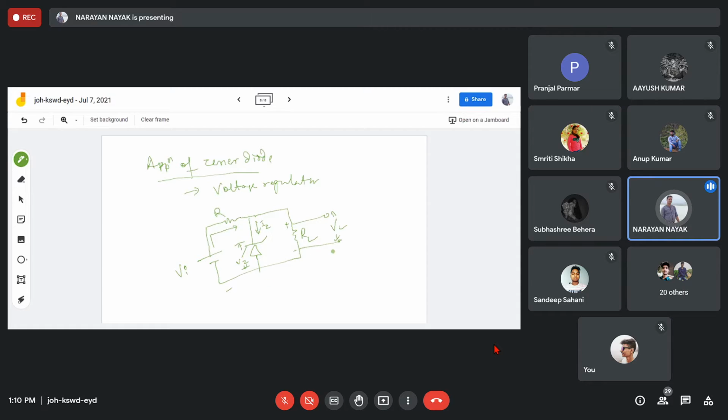Now I'll tell you what actually a voltage regulator is. Generally, whatever the input voltage, it will change on the input side. But on the output side, the voltage is constant. You get a constant output voltage. Whatever the input changes, you always get a constant output. So how can you use the Zener diode as a voltage regulator?